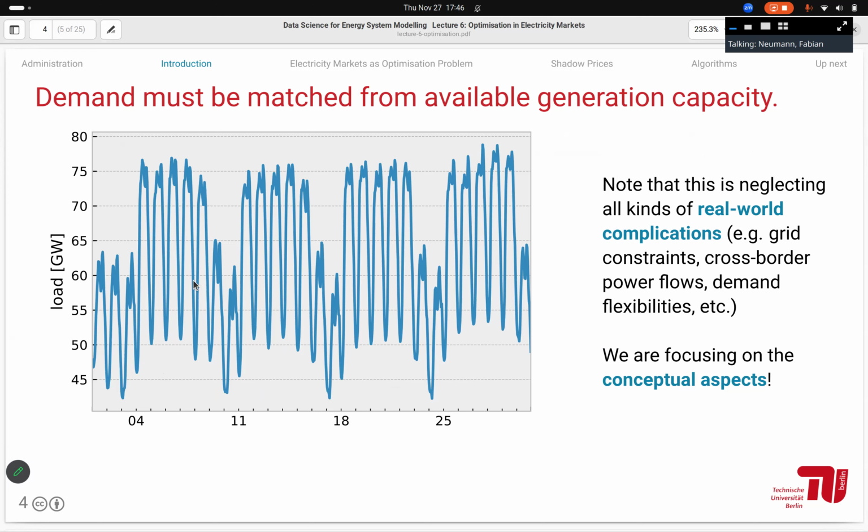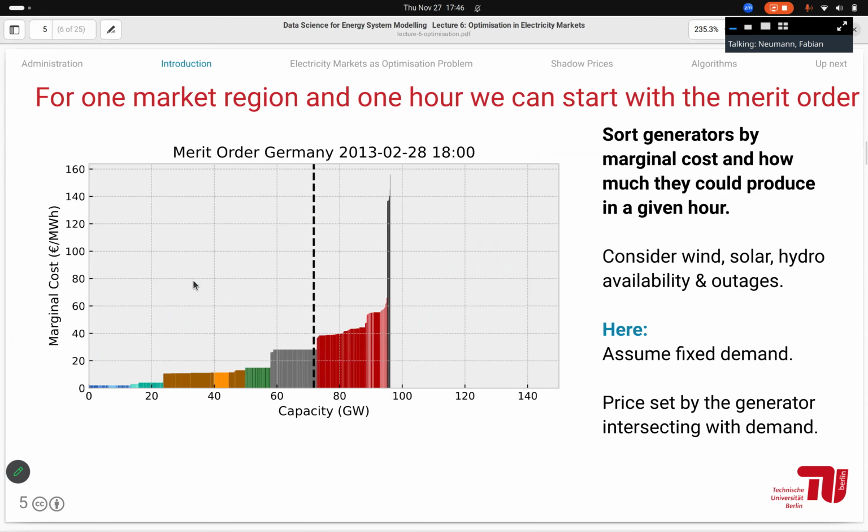and then fill up the next cheapest ones until we meet the demand. And that is the concept of the merit order, where we just take our generators, sort them by their marginal cost, and stack them onto each other. So we have here a certain volume of wind that can be generated at very low marginal cost, or almost zero marginal cost.